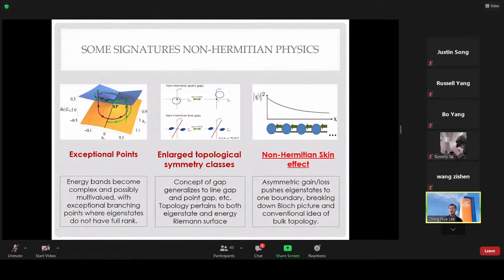And another very interesting phenomenon which has recently gained a huge following is the non-Hermitian skin effect. Essentially, there's an asymmetric gain and loss, which basically means unbalanced or asymmetric couplings, and that pushes the states all onto one side. And this is what I'll be elaborating on mostly for the first part of this talk.